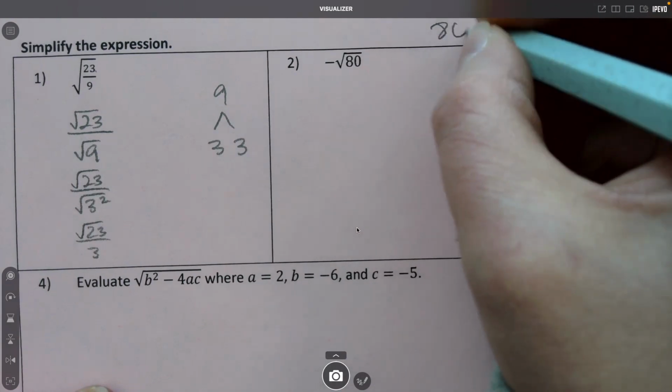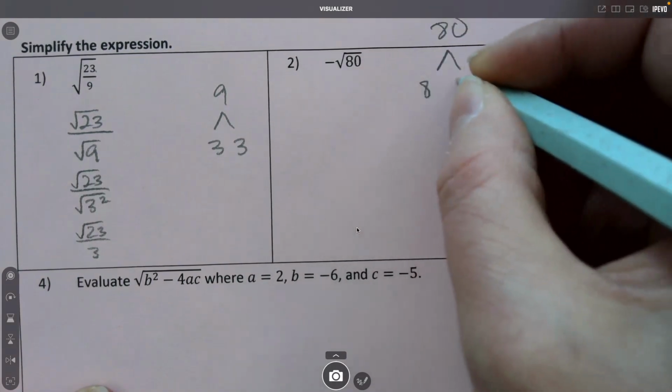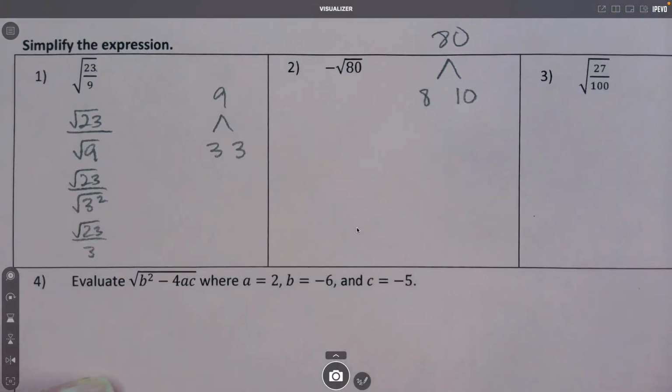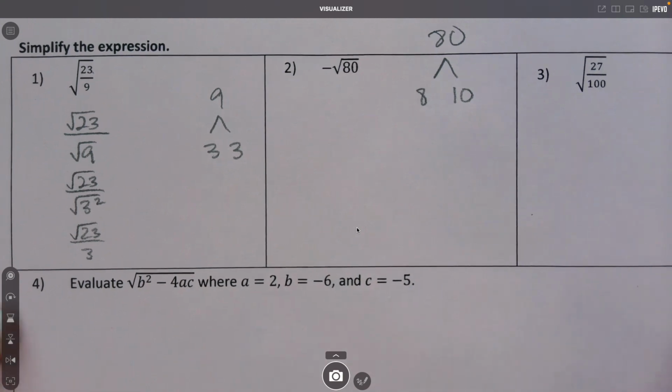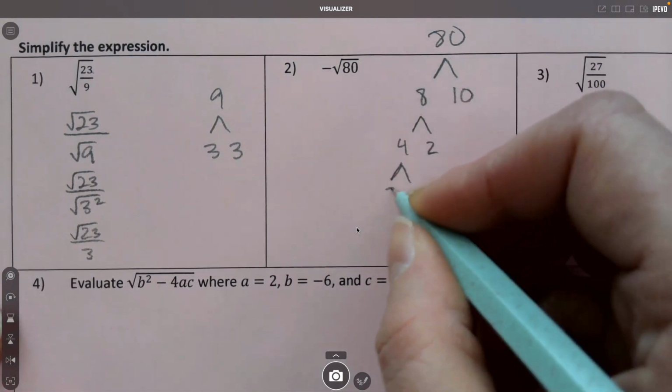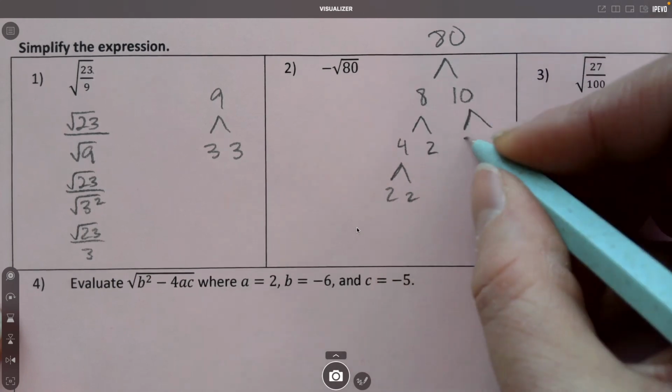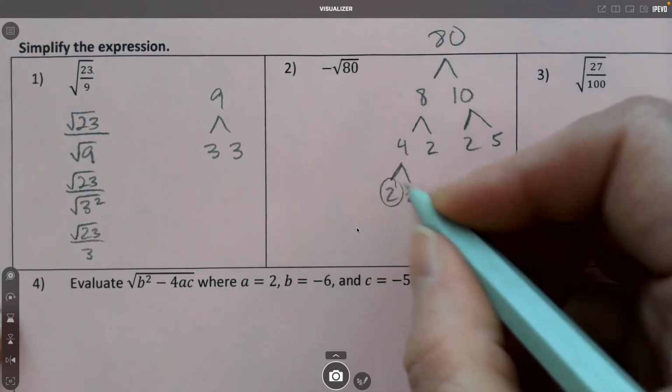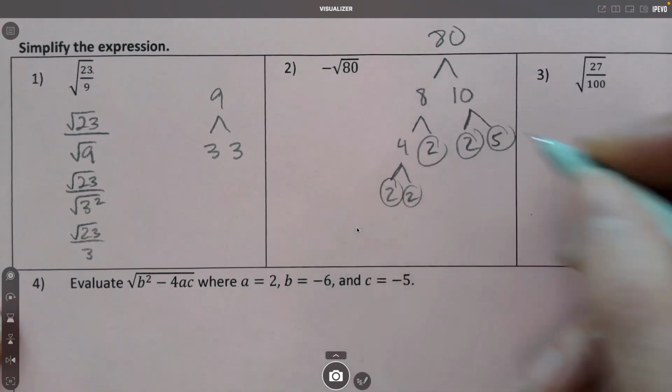80 is kind of a tricky one. So 8, I can see an 8 times 10 right away. And again, there's no wrong way to start this. And 8 is 4 times 2. This 4 is another 2 times 2. 10 is 2 times 5. We end up with 2 times 2 times 2 times 2 times 5.